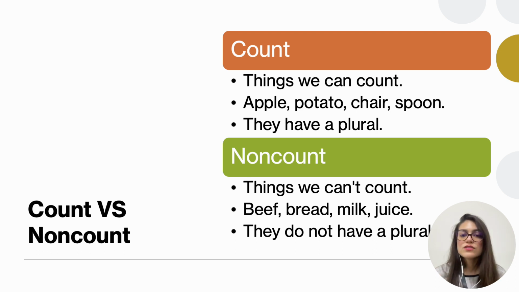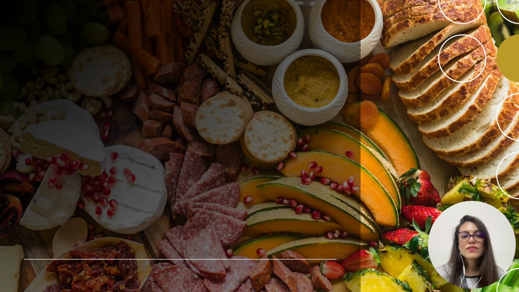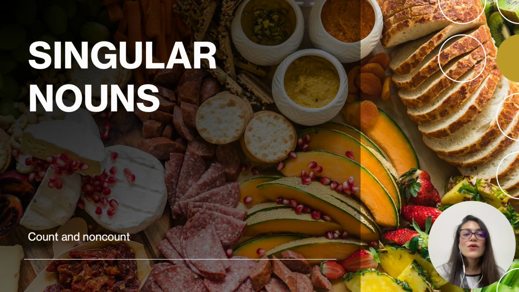So the non-count nouns are those nouns that we can't count, okay? And they do not have a plural. I cannot say milks, breads, no. They do not have a plural. Okay, so we already know that we can have a singular and a plural. So let's see first the singular nouns.